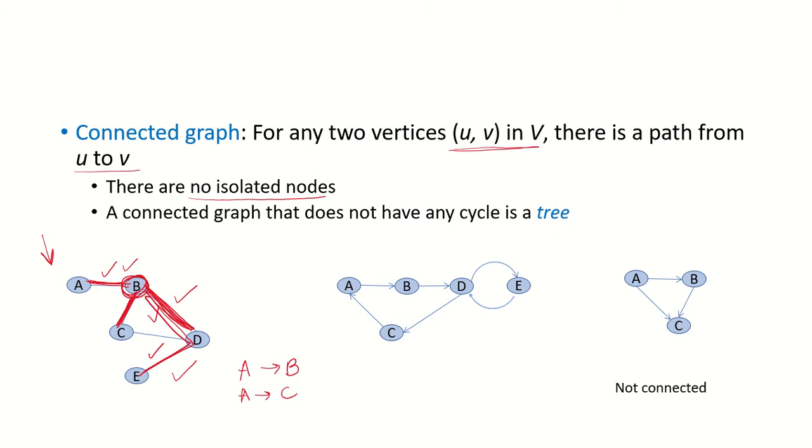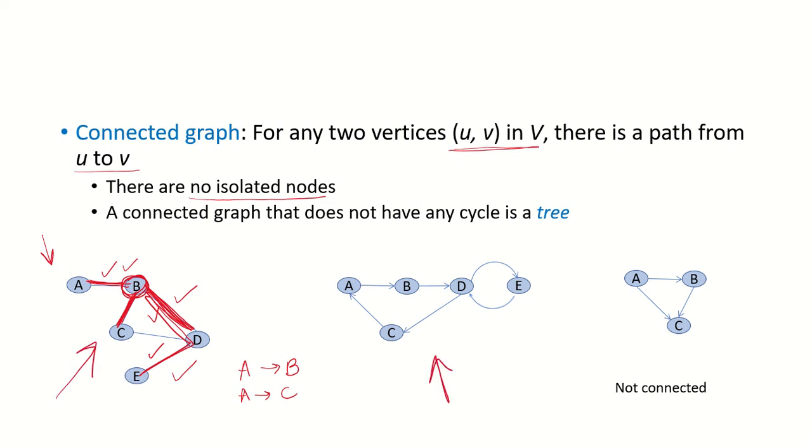Similarly, you can check for nodes C and D and E also. From each of these nodes, there is a path to any other node in the graph. That means this is a connected graph.